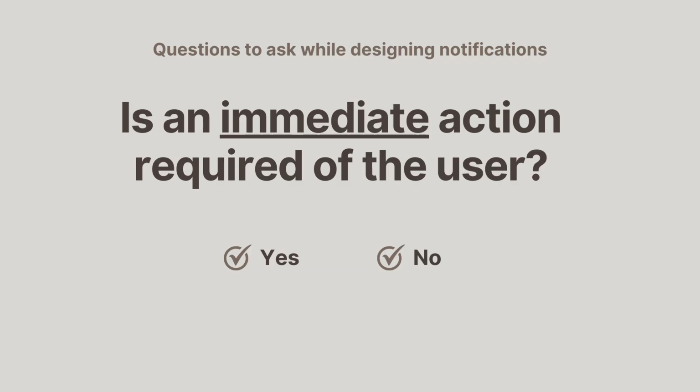The next question you should ask yourself while designing notifications is, is immediate action required of the user? If an immediate action is required of the user, you just need to provide a CTA, a clear call to action button that is going to tell them exactly what they need to do, since an immediate action is required.